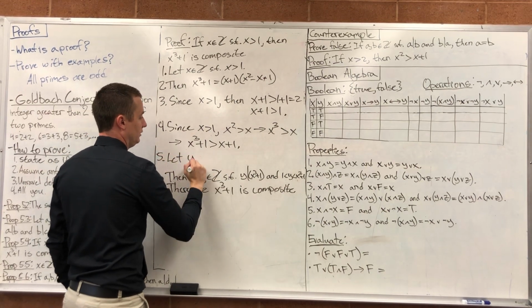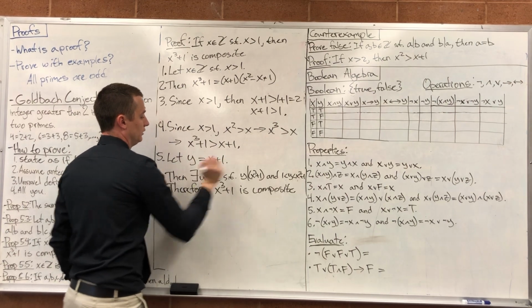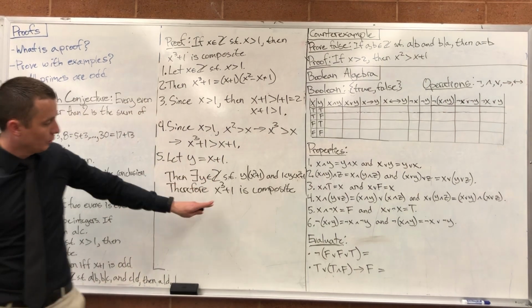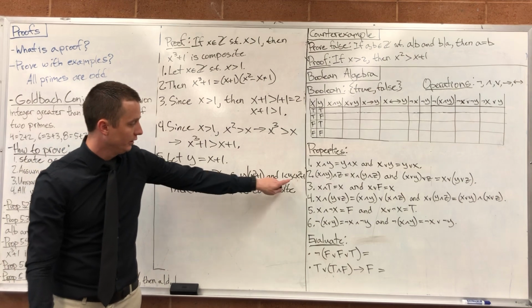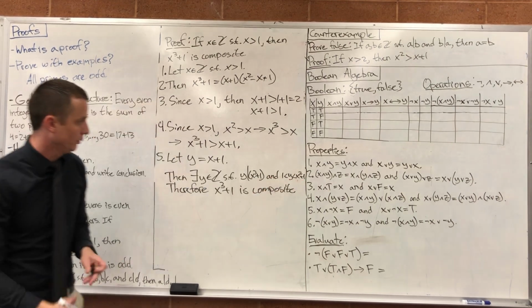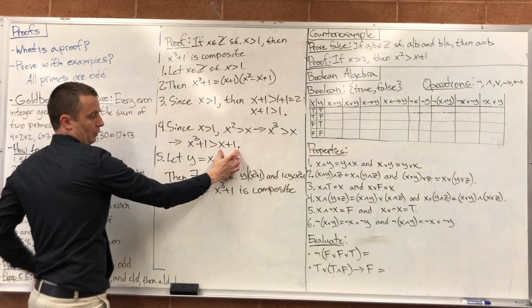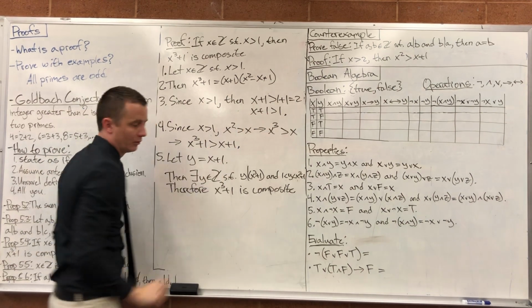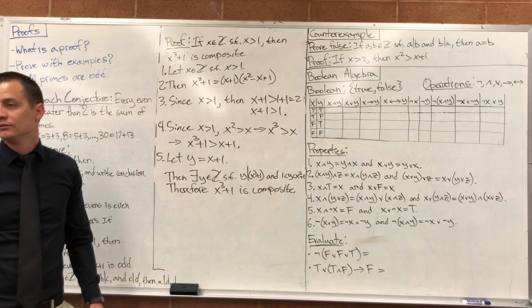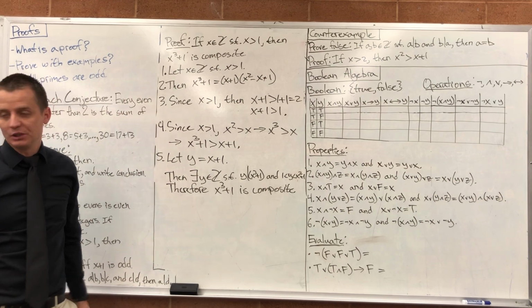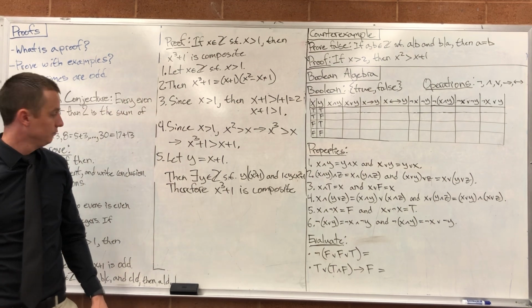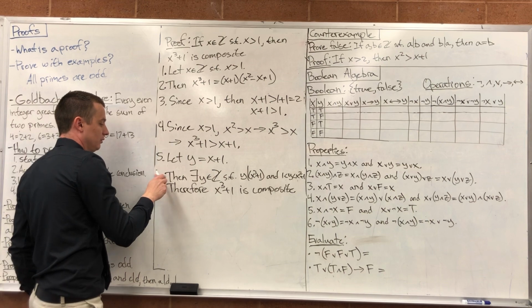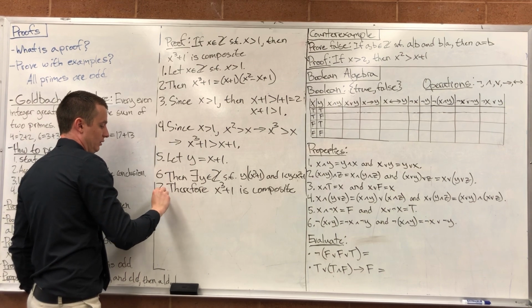Let y equal x plus 1. Then there exists an integer y such that y divides x cubed plus 1, and y is in between 1 and x cubed plus 1. We showed that x plus 1 is less than x cubed plus 1, and we showed that x plus 1 is greater than 1. A bunch of different ways we could have shown those two things, but we did it. So now this is 6, and now this is 7, and we're done.